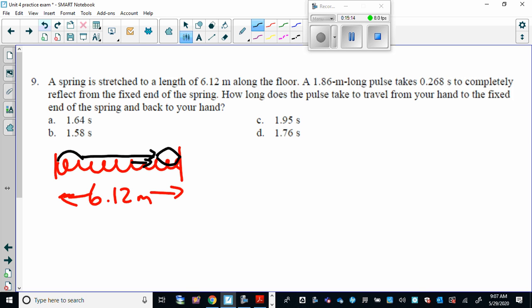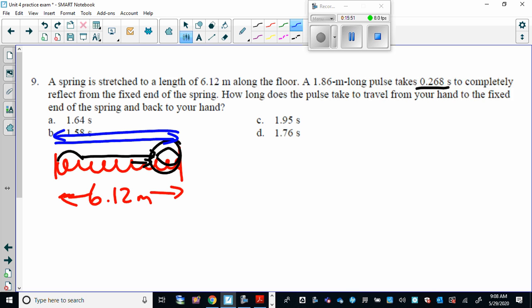This value here is the amount of time it took to do that, to invert, or to be reflected. So not the amount of time it takes to travel across the spring, but the amount of time it takes to reflect. Okay, so we can consider that. The question is asking, how long does it take the pulse to travel from your hand to the fixed end of the spring?